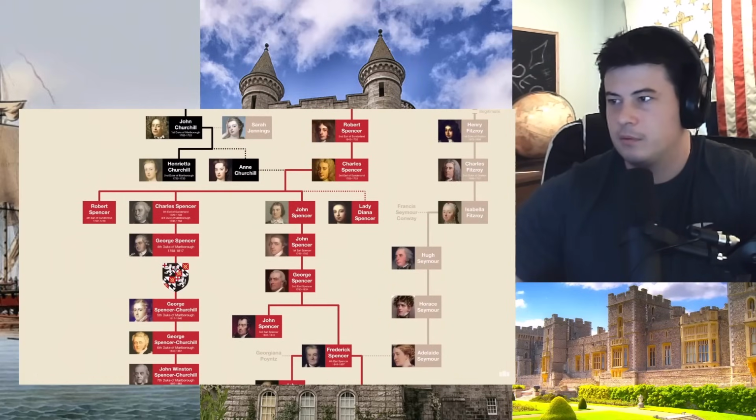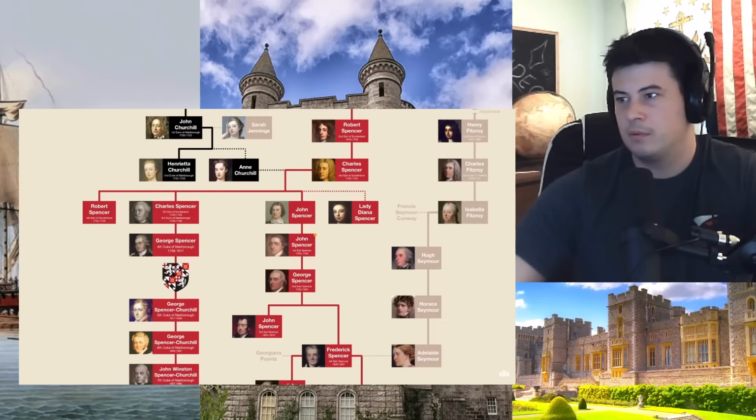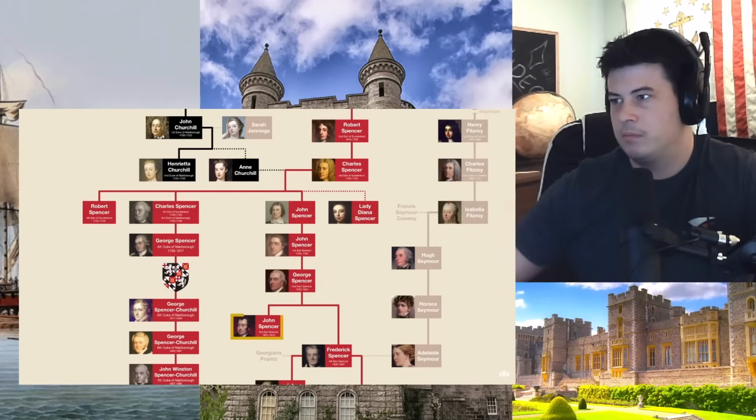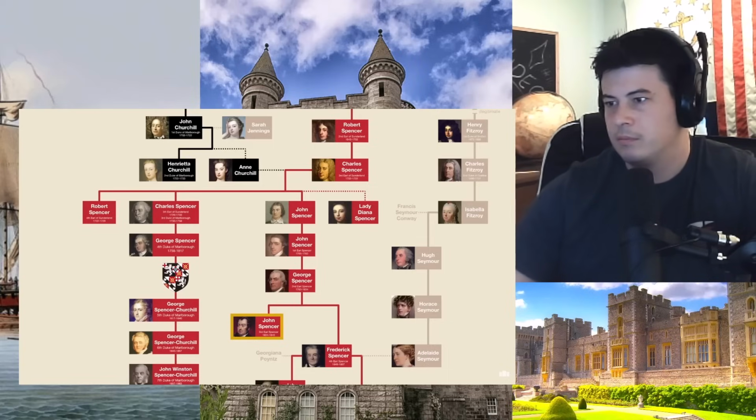The first Earl Spencer was the grandson of Anne Churchill and Charles Spencer. He became an MP, as did his son George, who also became Home Secretary in charge of domestic affairs, and also an MP was George's son John. John served as the Chancellor of the Exchequer, which is another way of saying the second Lord of the Treasury.